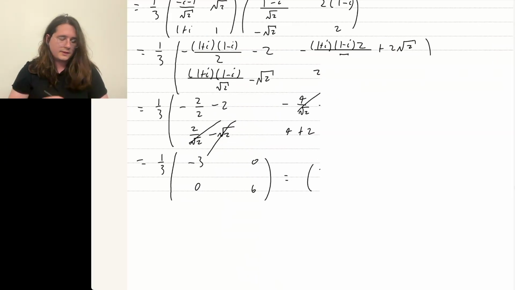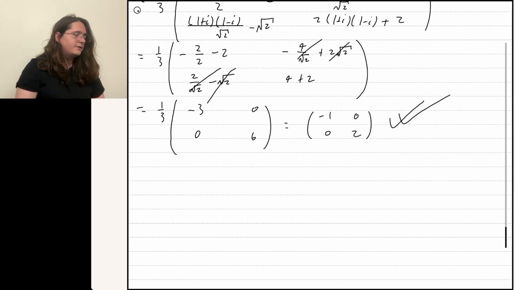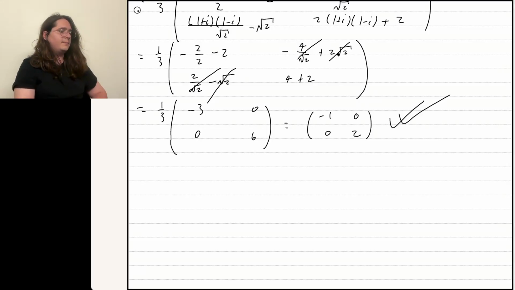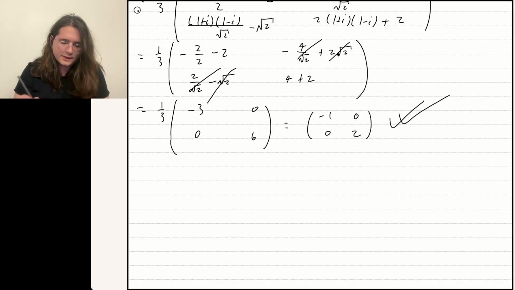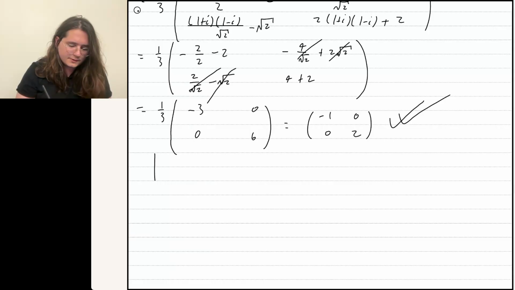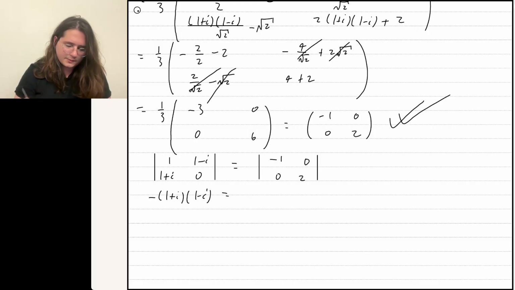So then the last part of the problem is to check that the determinant of T and the trace of T are the same for T as they are for the diagonalized forms. So that is just saying that the determinant formed by 1, 1 plus I, 1 minus I, 0 is the same as the determinant formed by minus 1, 0, 0, 2. The determinant on the left-hand side is just actually minus 1 plus I times 1 minus I. And on the right-hand side, it's actually minus 2. So we've got minus 2 equals minus 2. We are good there.